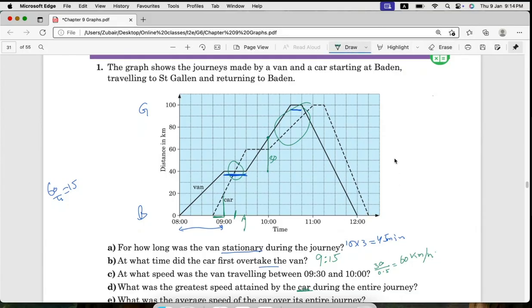So we would find the gradient of this section. Let me use this point. This is 100 kilometers divided by 1, 2, 3, 4 boxes. So basically 100 kilometers per hour.